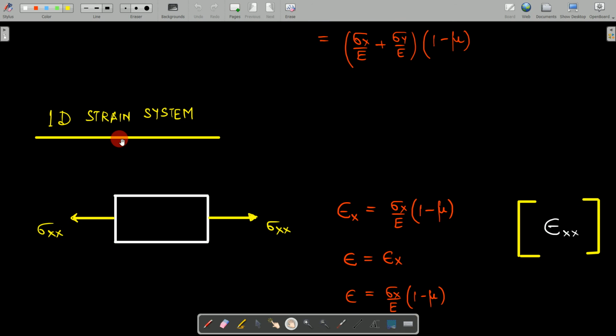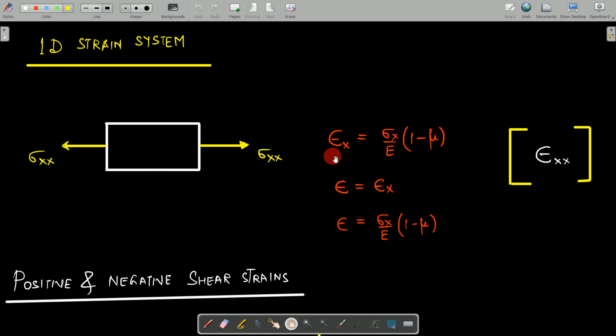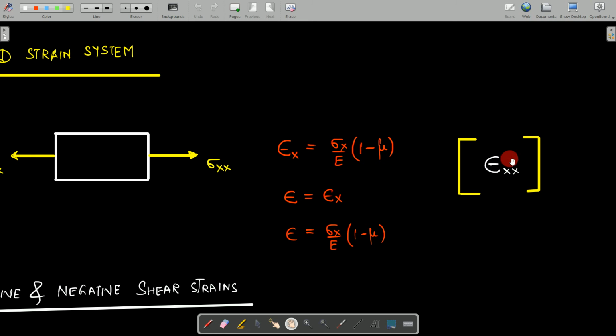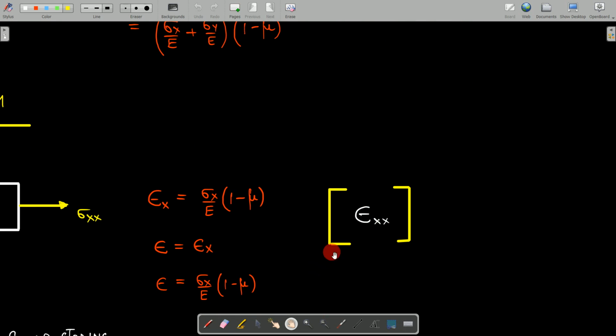Now further, if we reduce this 2-dimensional to a 1-dimensional stress system, we can represent the diagram like this. We have sigma x in this manner. Now you can show epsilon x as sigma x by E into 1 minus mu. Of course there will be a single strain along x, so the total strain is nothing but epsilon x itself. Here we need to remove the y components as well. From this 2 cross 2 matrix, we omit the y column and the row containing the y component. What we are left with is epsilon xx, the single element in this matrix.